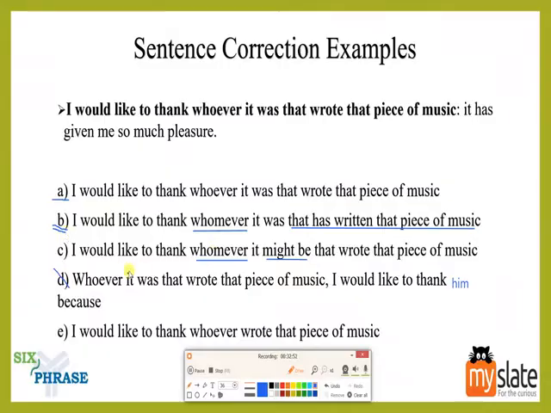I would like to thank whomever it might be that wrote that piece of music. Just look at the grammar part of this sentence. The whole sentence is grammatically wrong. Therefore you can directly delete that sentence. If the sentence is grammatically wrong, it cannot be the correct replacement, right? And then we have A and E. I would like to thank whoever wrote that piece of music. See, this is a pretty simple statement.